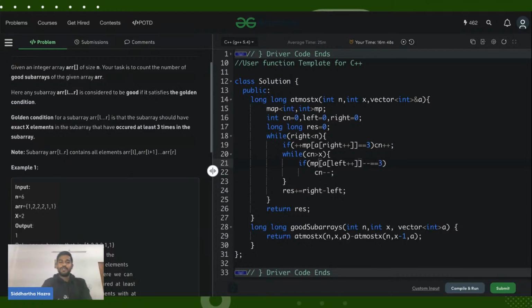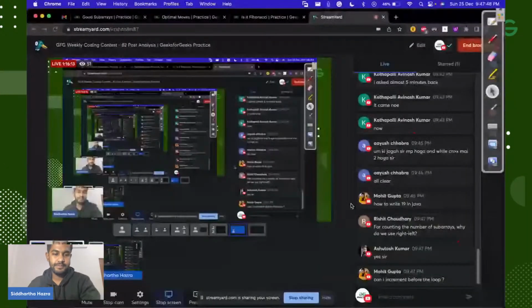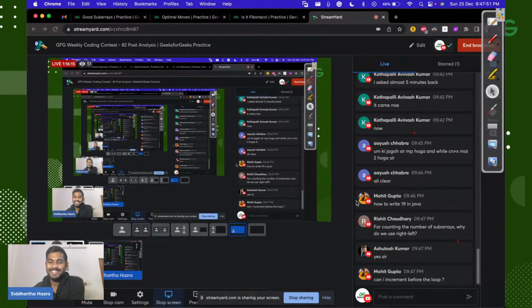Now I would reply: for counting the numbers, why do we use right minus left? For counting, because see, at most x. So why did we count it? This is also an issue. Let me explain. I don't know why it is flickering. Okay, let me explain, alright?